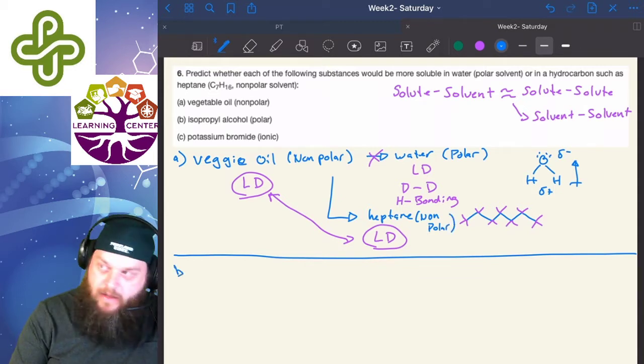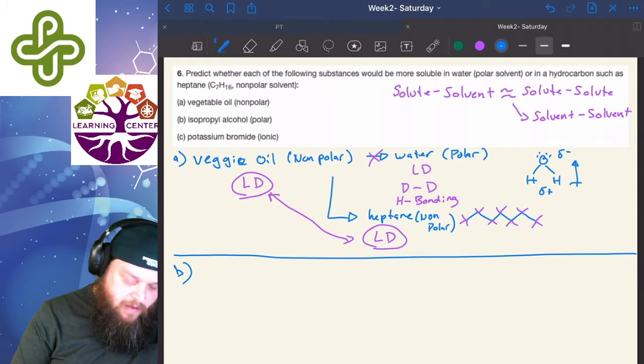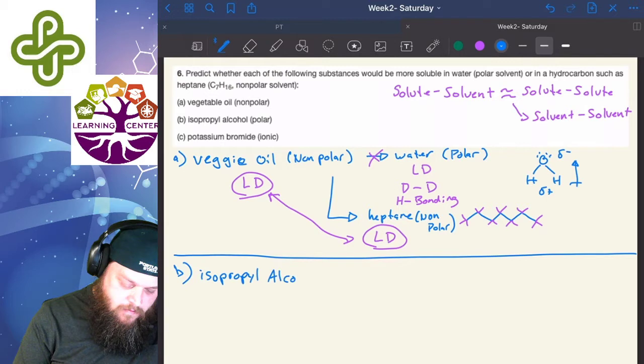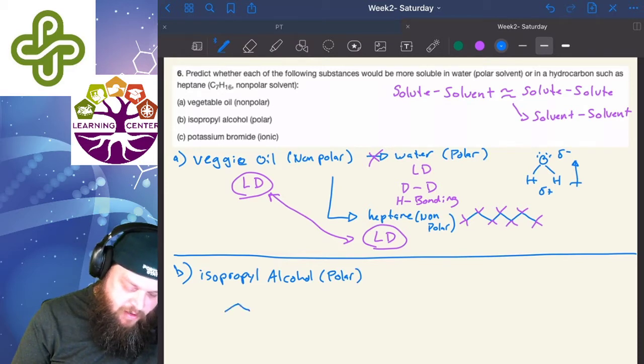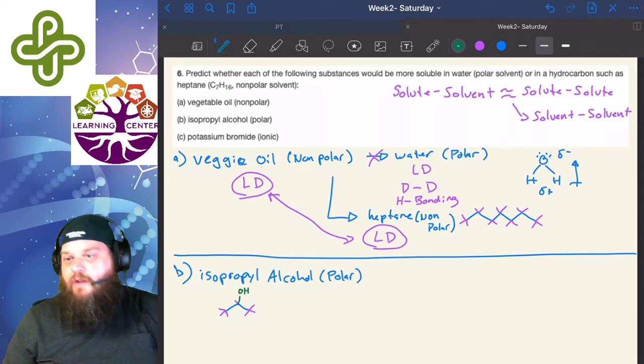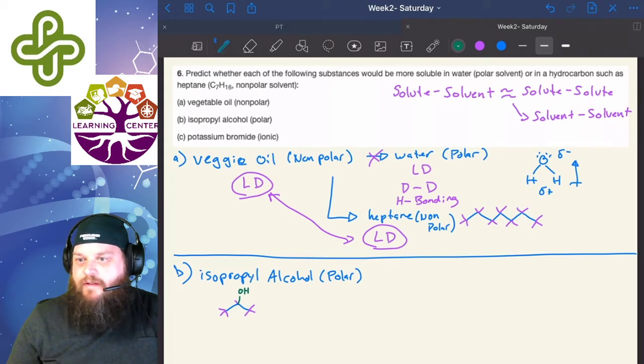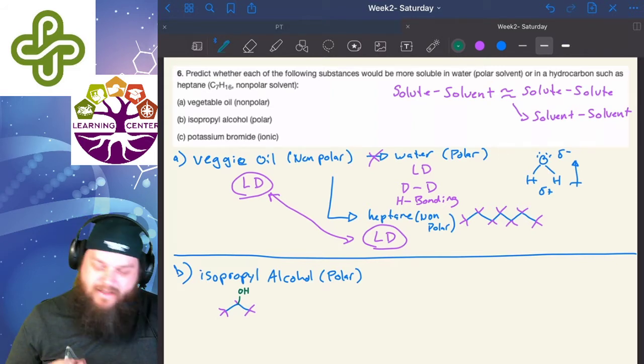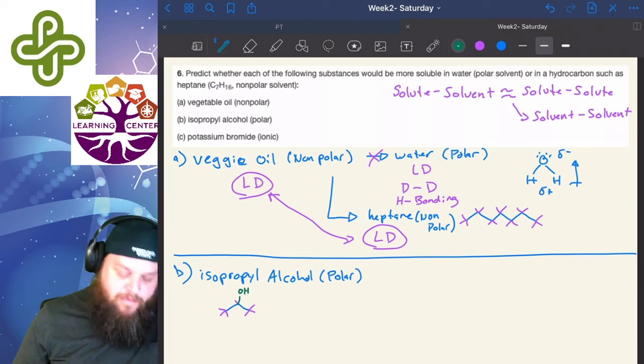If we look at part B, isopropyl alcohol, which is a polar compound. And it's polar because isopropyl has 3 carbons. I got my hydrogens on there. But it also has 1 oxygen with kind of an OH, a hydroxy function attached to that center carbon. So it makes it the isopropyl.